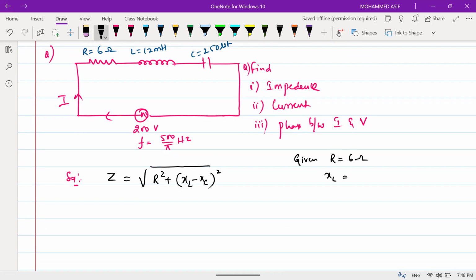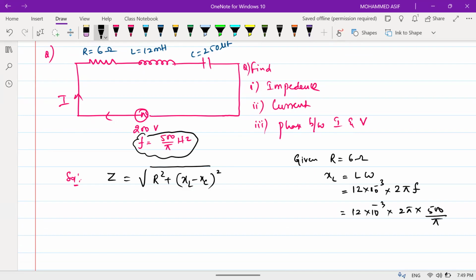XL is not given. XL is equal to L omega. The L value is 12 millihenry, so it is 12 into 10 to the power of minus 3, into omega. Omega is 2 pi into F, because the frequency is given in the problem. So it will be equal to 12 into 10 power minus 3 into 2 pi into frequency. Frequency is 500 divided by pi.